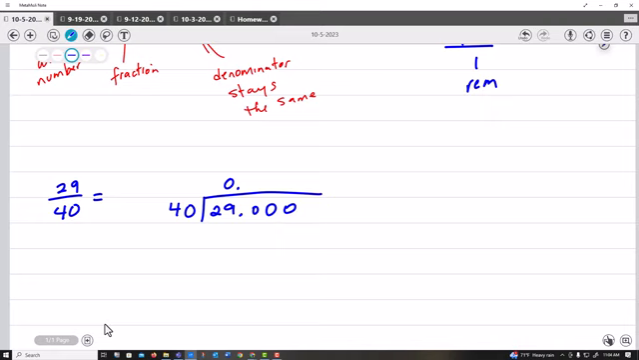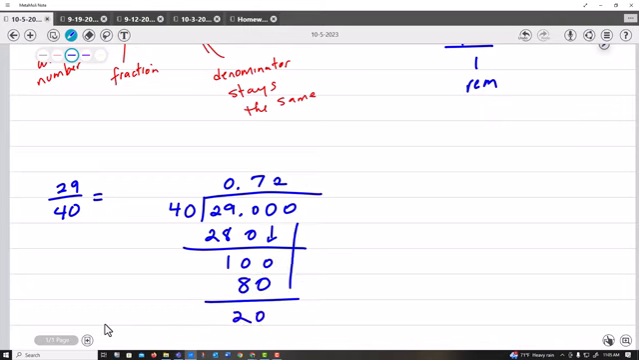So I know 4 goes into 29 7 times. So 40 would go into 290 7 times, and that would end up being 280. And then I bring down the next value. So I get 100. 40 would go into 100 2 times, because 40 times 2 would be 80. That would leave 20. I bring this one down, and now I can see 40 goes into 200 5 times, and that's 200. So I get a 0 remainder. So I know that I can stop, and this would be my final answer.